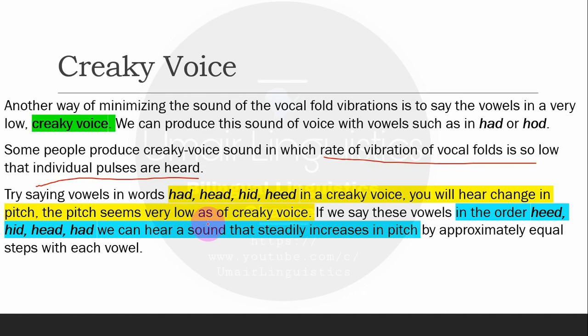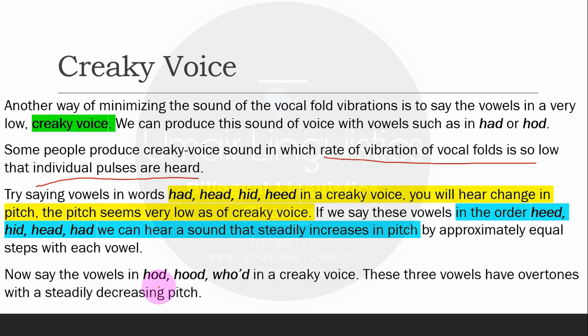But if we say it in the other order, and once again in creaky voice, what we will notice is that the pitch steadily increases. So just notice. You can clearly notice the difference, that as we move from this vowel to this vowel, the pitch is steadily increasing by approximately equal steps.